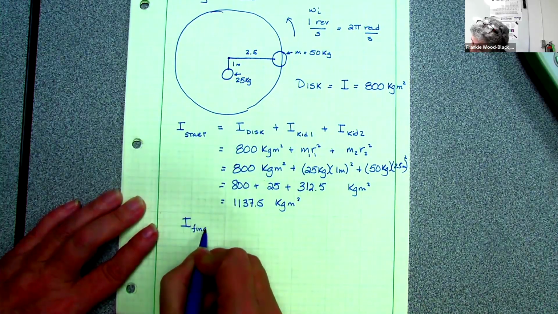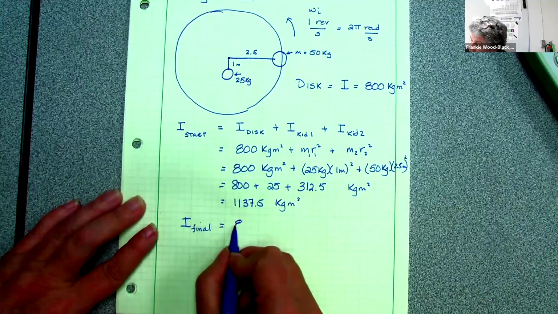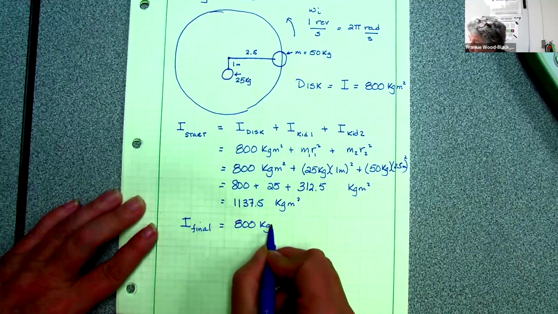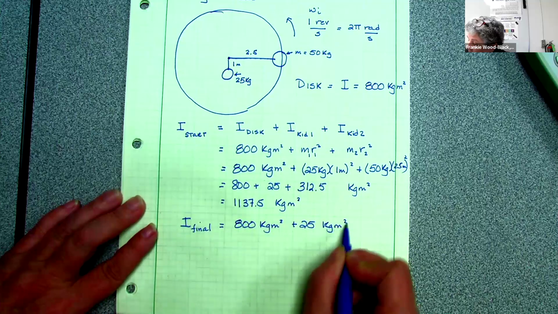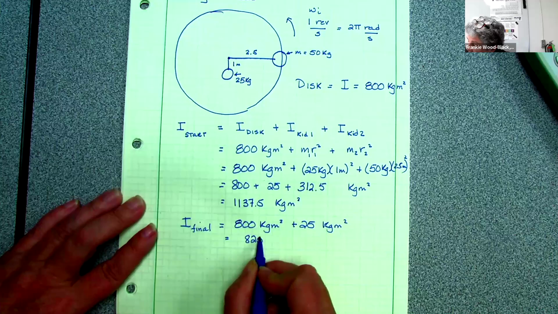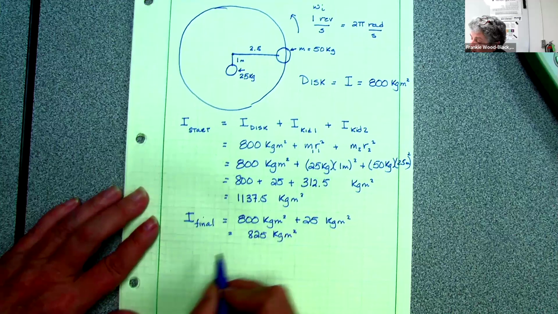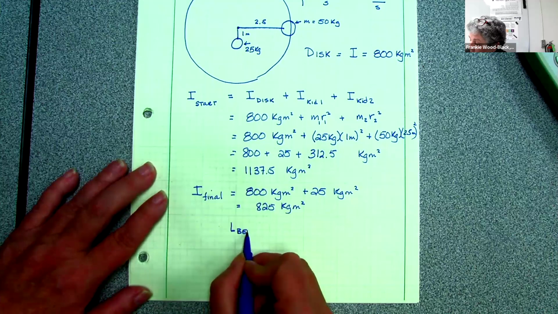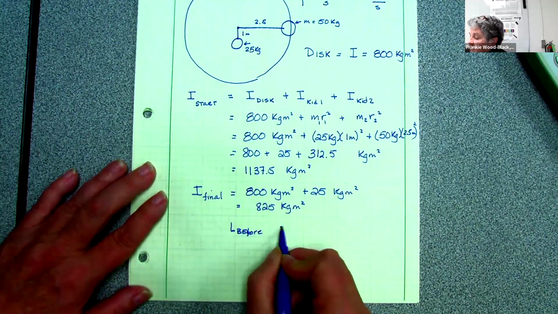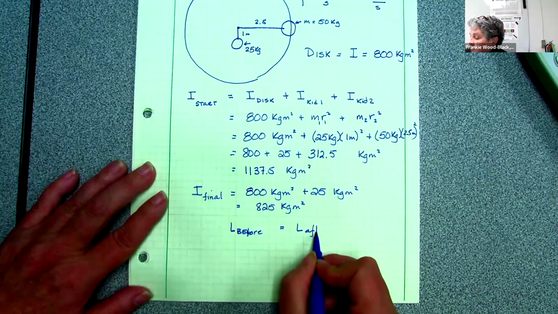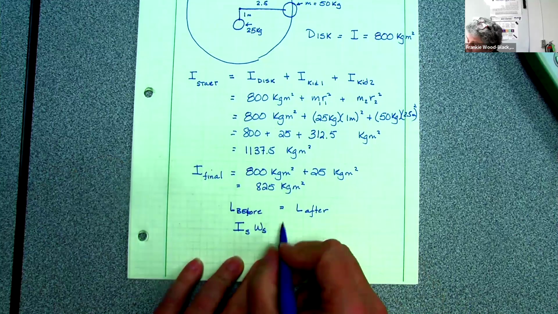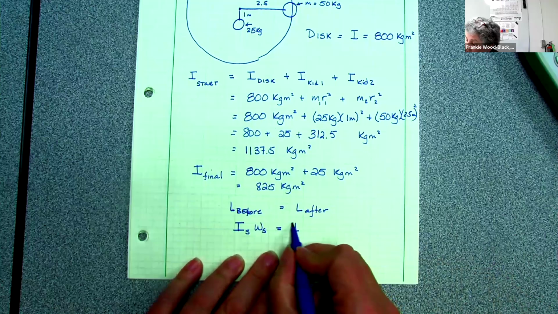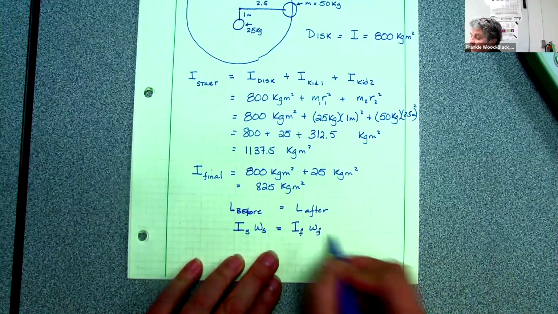Now, the moment of inertia after the big kid comes off is going to be our final moment of inertia. It's my 800 plus my 25, because we already calculated that. So I get 825 kilograms meters squared. The angular momentum before has to equal the angular momentum after. So I initial times my starting angular velocity equals I final times my final angular velocity.